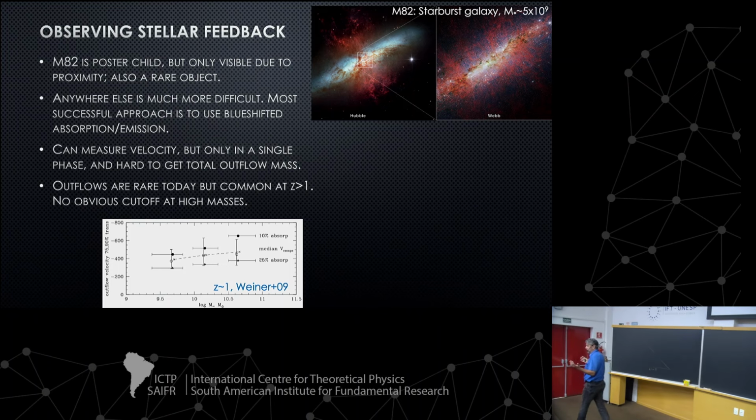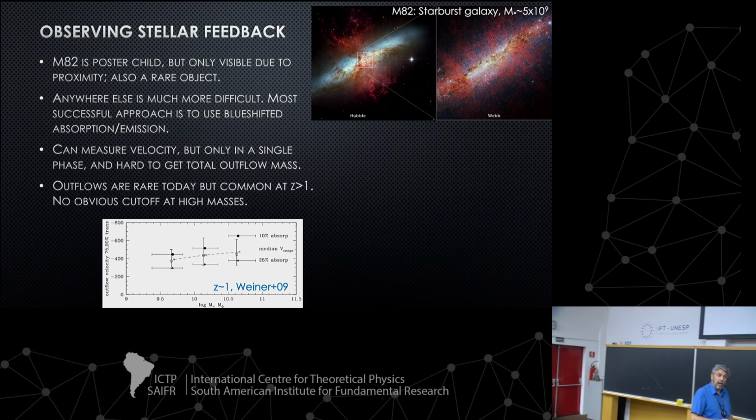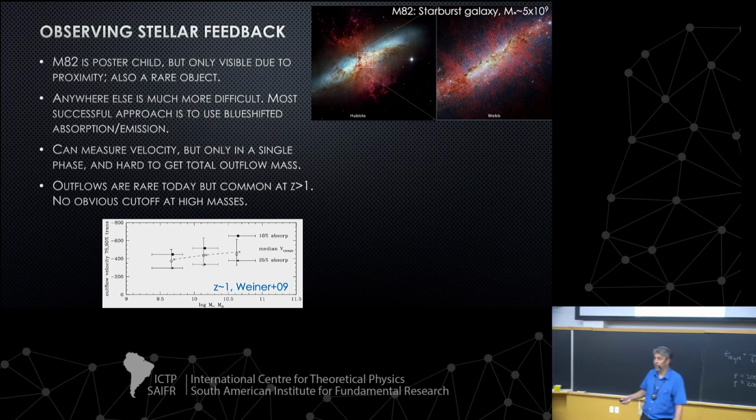So we seem to need this stellar feedback, right? The models say we need this stellar feedback, but maybe the models are just crap. Maybe we're just completely barking up the wrong tree. So what would really be nice is if we could actually observe feedback and see, do we see this feedback in galaxies? And the answer is yes, we do, but it's hard.